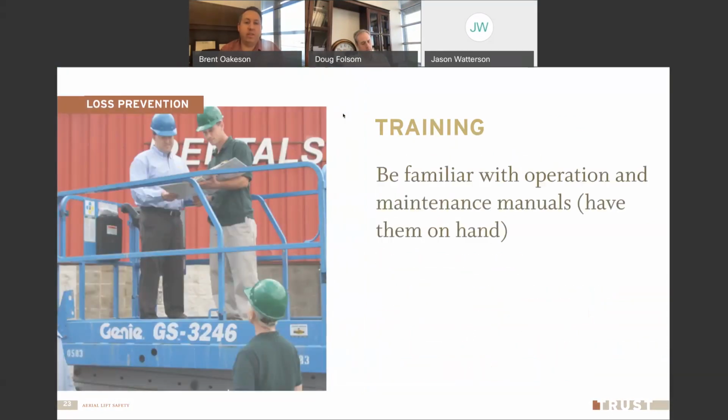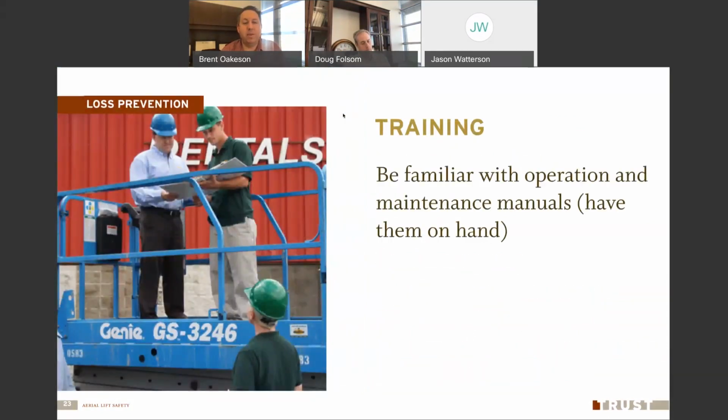So part of training, they need to be familiar with the operation and maintenance manuals. It's important to have those on board on the equipment. There's usually a little black compartment box on the lifts where they can find them. That's one thing you want to check before you go to use a lift. Make sure that the manuals are there, and that there are clear instructions and everything that's needed.